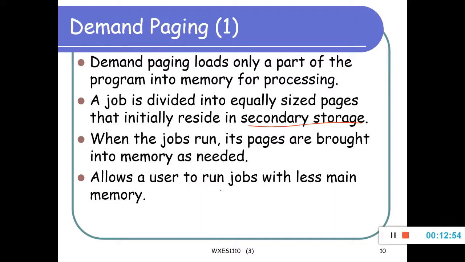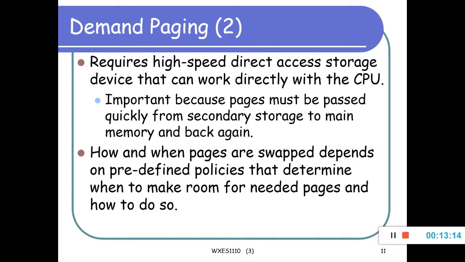It allows users to run jobs with less main memory because you have secondary storage, so you can use your main memory more efficiently. Secondary storage becomes your virtual memory. It requires a high speed direct access storage device that can work directly with the CPU. This is important because pages must be passed quickly from secondary storage to main memory and back again.